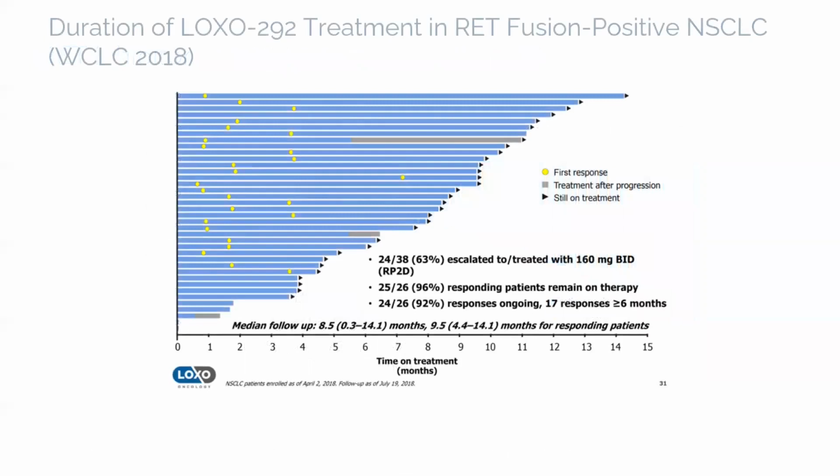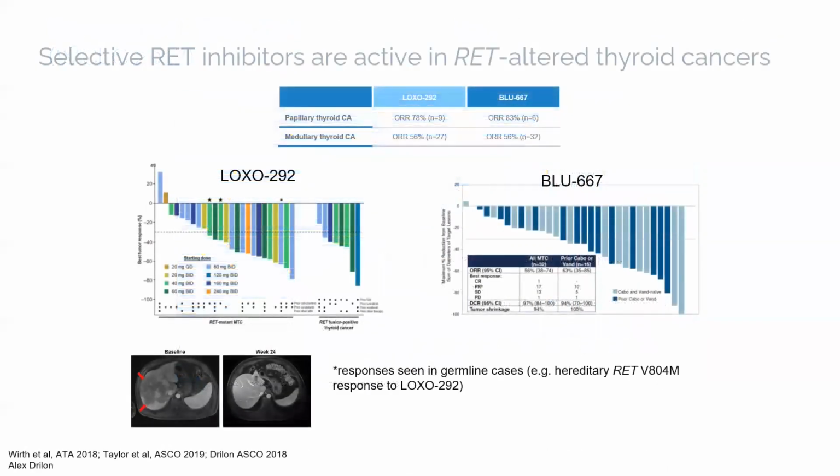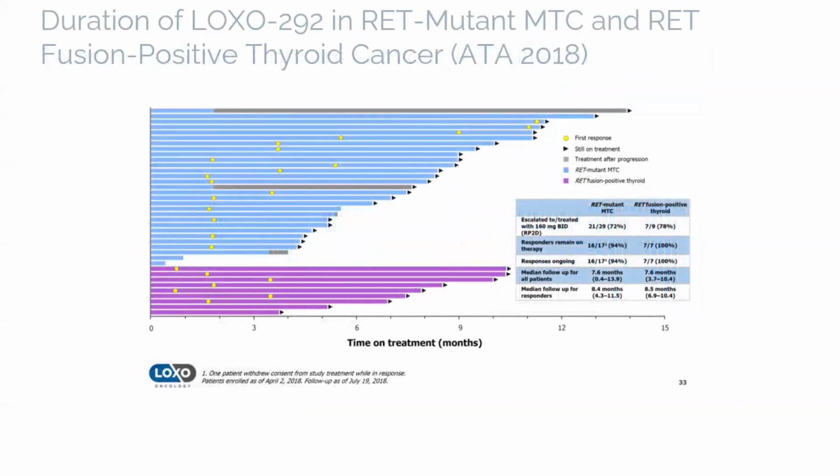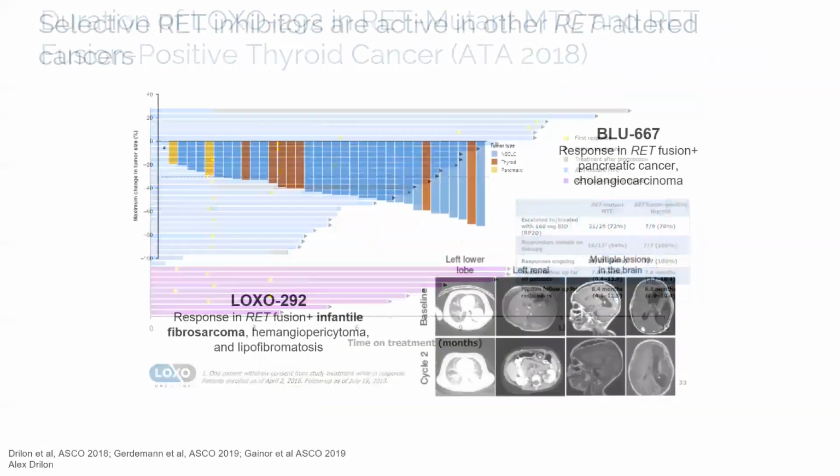As mentioned previously, LOXO-292 showed durable responses, with some patients still on treatment, as can be seen from the swimmer's plot, for over a year at time of result presentation. Outside of NSCLC, thyroid cancers also demonstrated promising results for both RET fusions in papillary thyroid and RET mutations in medullary thyroid cancers. And similar to non-small cell lung cancer, the responses were again durable for both fusions and mutations in thyroid cancer, as can be seen here, with the fusions in purple and the mutations in blue.